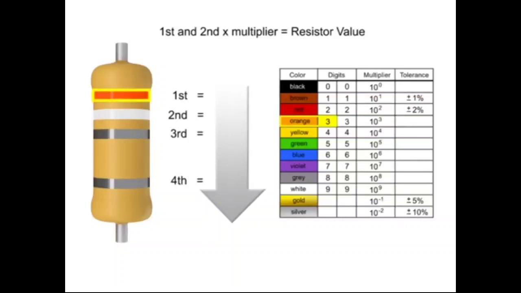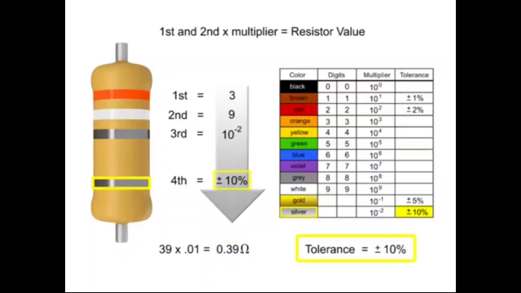In the second diagram, the first ring is orange, corresponding to the number 3, and the second ring is white, corresponding to the number 9, and the third ring is silver, and silver has the multiplier 10 power minus 2, so 39 into 10 power minus 2 gives 0.39 ohm. Here the tolerance is 10%. So 0.39 ohm plus or minus 10%.